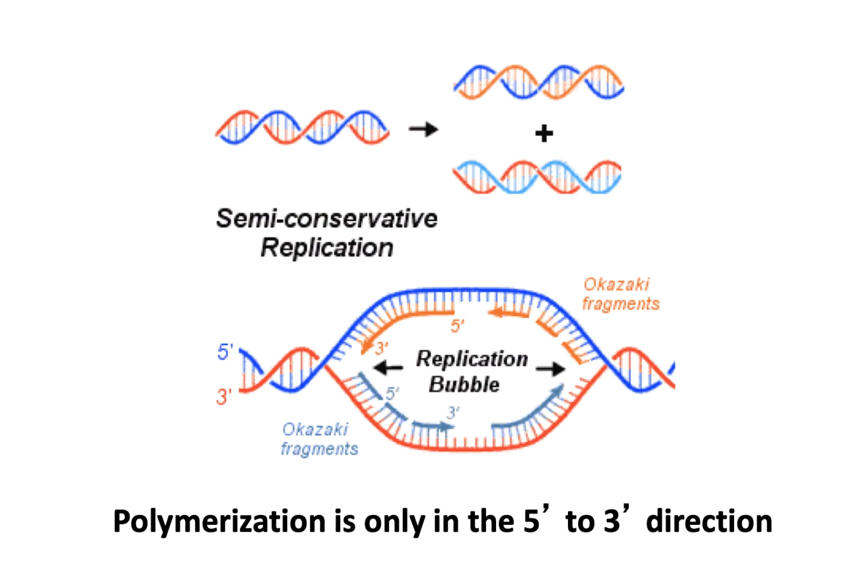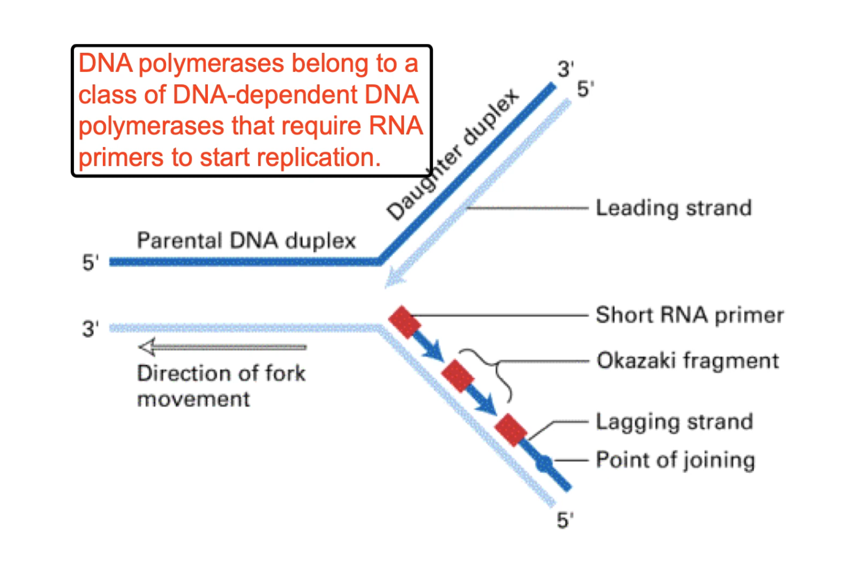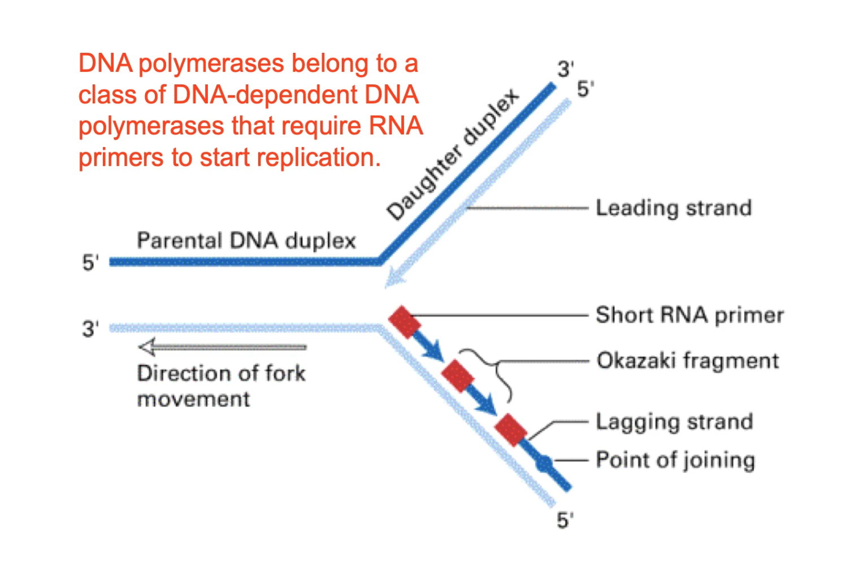This process creates a series of short fragments known as Okazaki fragments, after the person who discovered them. And they're joined together by a different enzyme, DNA ligase, which seals each of those together into a longer strand. DNA polymerases are among a class of DNA-dependent DNA polymerases that require RNA primers to start replication, and this goes back to their evolutionary origins as nucleic acid polymerases.